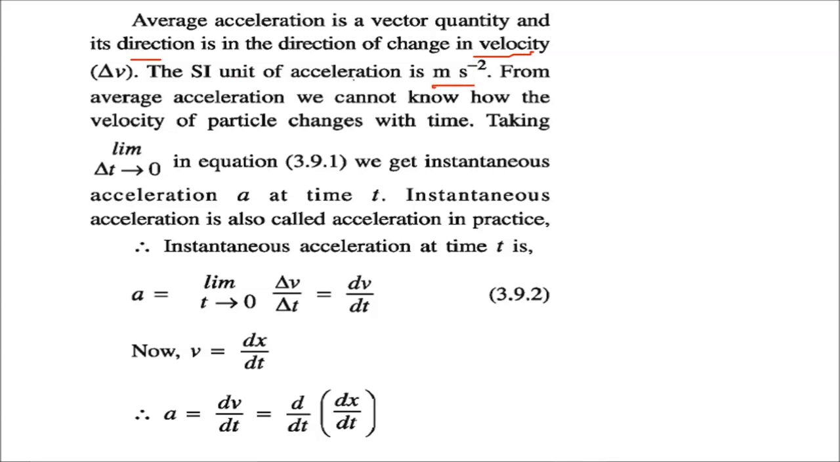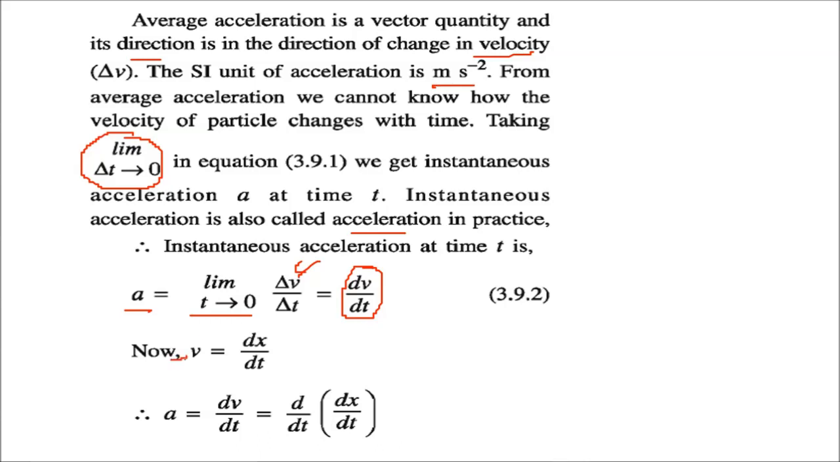And in order to find the average acceleration, we cannot know how the velocity of the particle changes with time. So when we take the limit delta t tends to 0, we get the instantaneous acceleration at time t. Instantaneous acceleration is called the acceleration, only acceleration. So this acceleration at time t will be simply the limit delta t tends to 0 of delta v by delta t, and this is given by dv by dt.